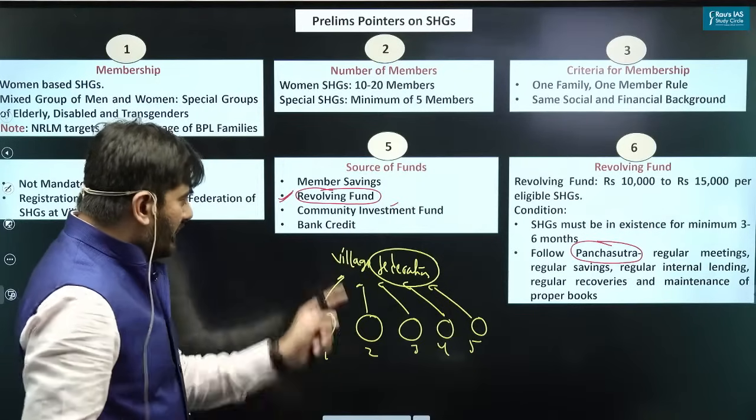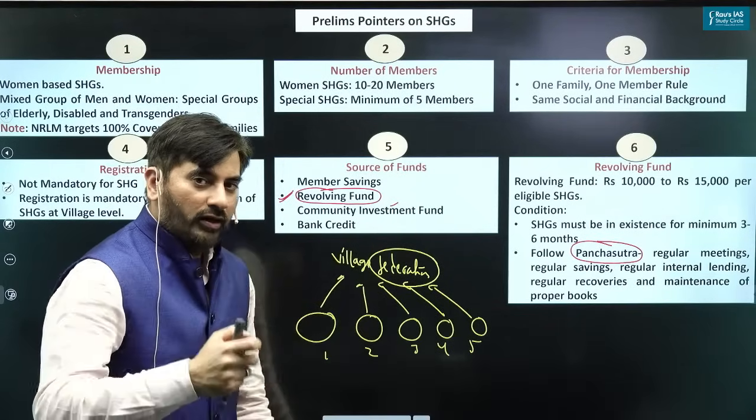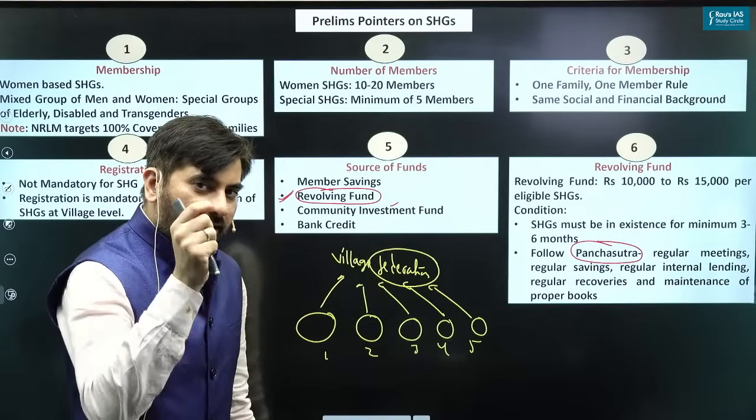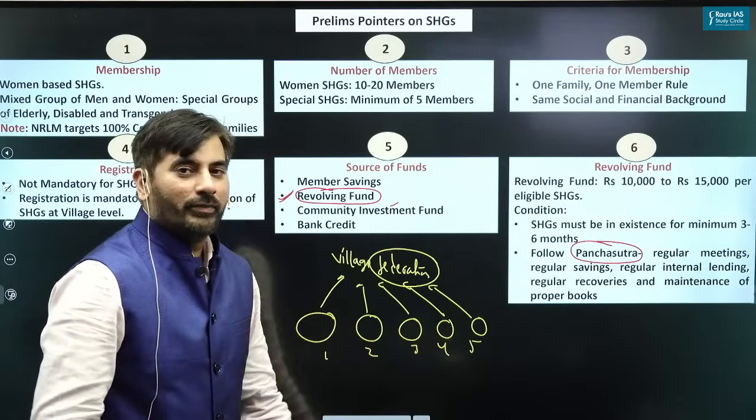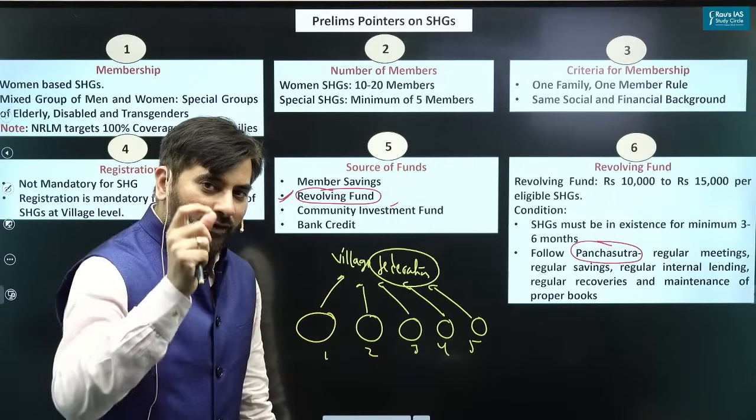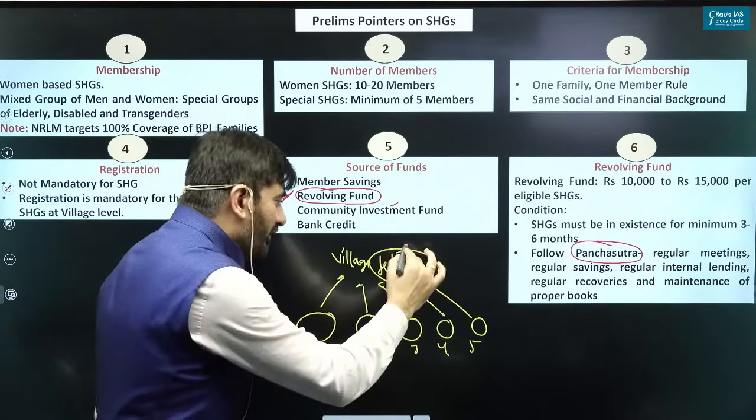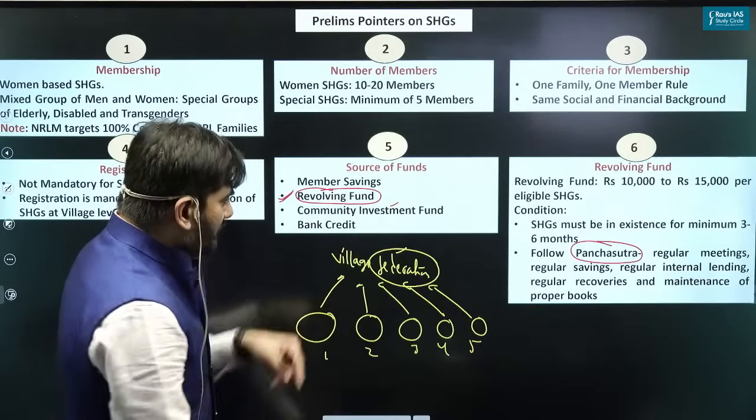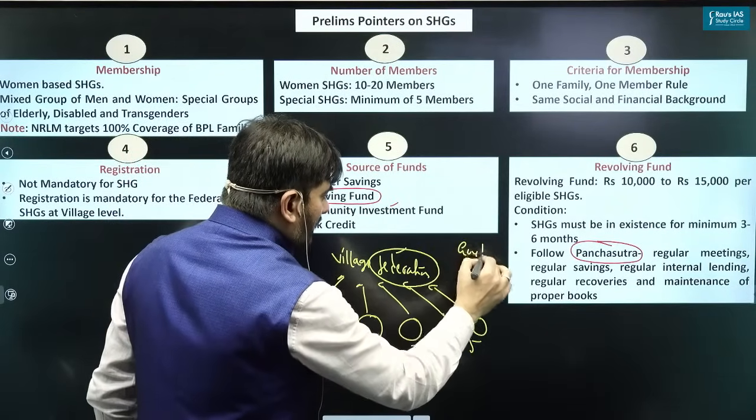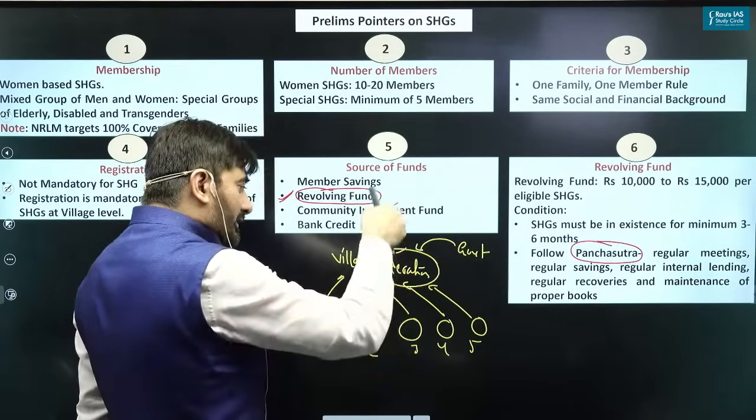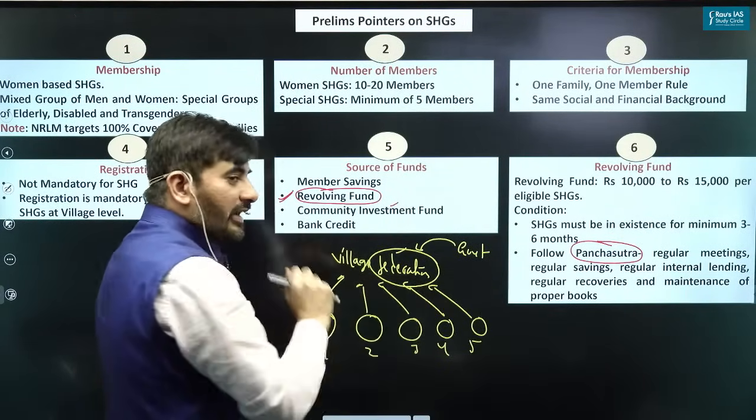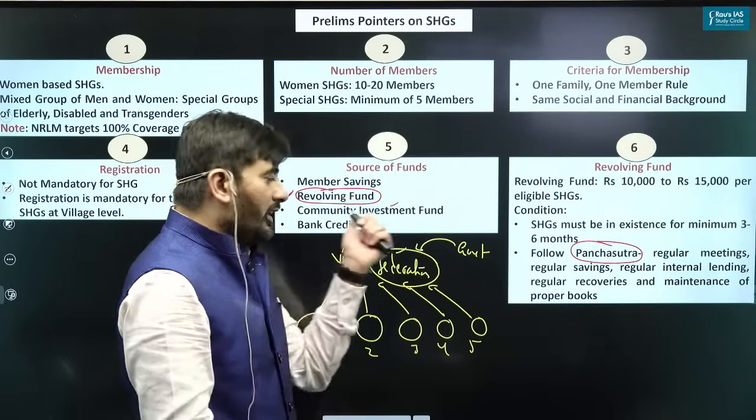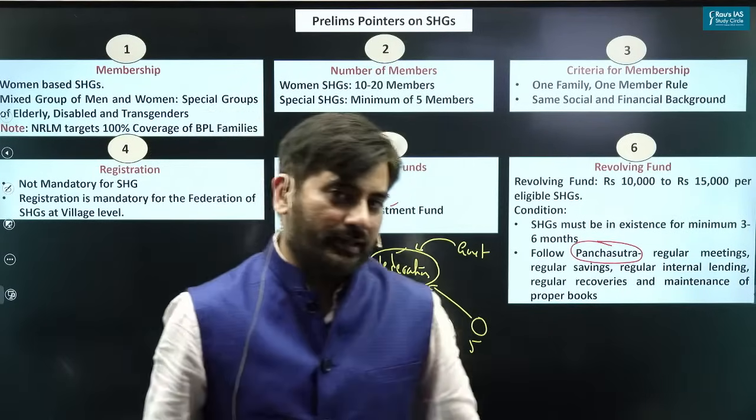Now, under community investment fund, what does the government do? Government does not lend money to these SHGs directly. Government provides financial support to the federation. So the government will give money to the federation, and this federation, on behalf of the government, will provide funding to these SHGs, and that is what is called community investment fund.